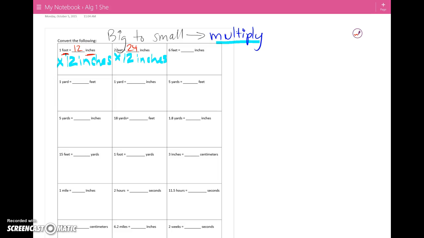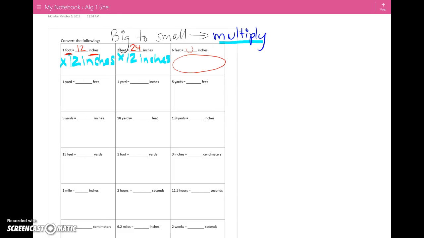Okay, so I'm going to leave this next one open. I want you guys to work on that one yourself. Remember, we're going from feet to inches, so you need to multiply times how many inches are in 1 foot, and that'll be your answer there. Okay, so let's go down to the next one. So if you want, pause this video and work on that problem.